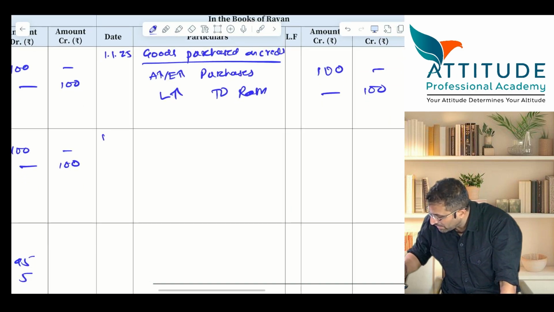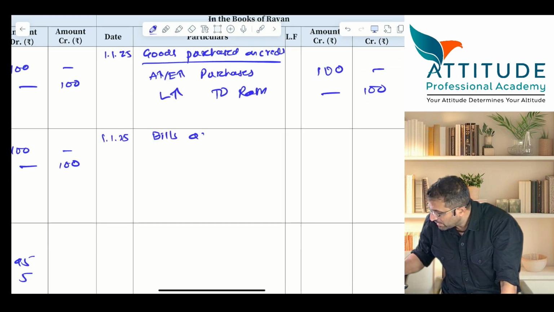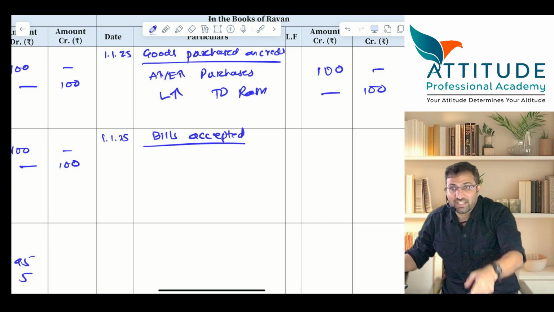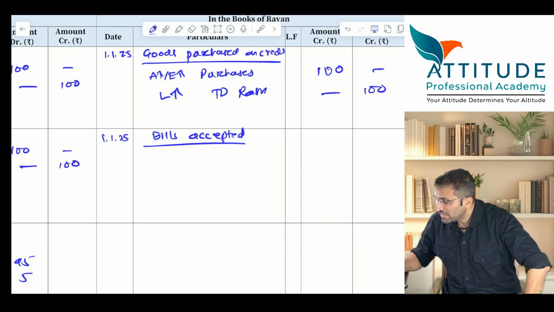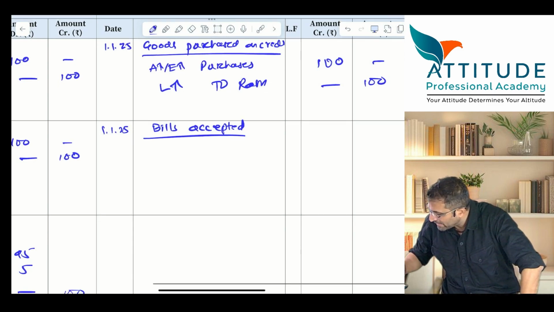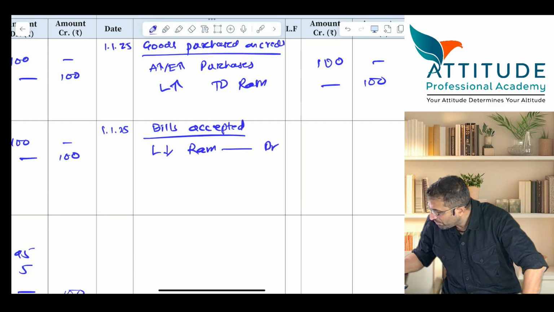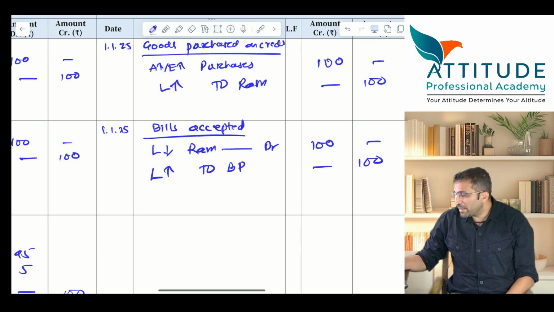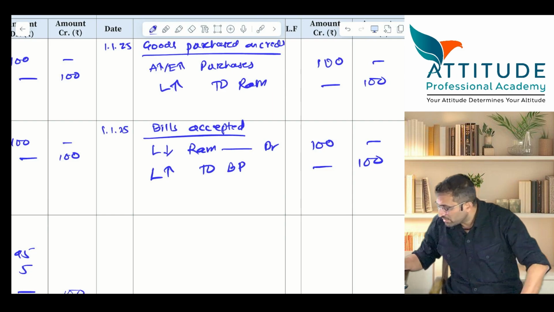Same date. Bills accepted. I am only accepting. You are drawing it. For me it is only acceptance. So when I accept, for me it is bills payable. Correct? So my liability reduces. Ram account debit to bills payable. Another liability increases. Now Ram is represented by bills payable. Ram account is getting closed. Next.